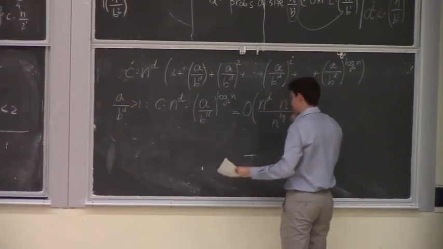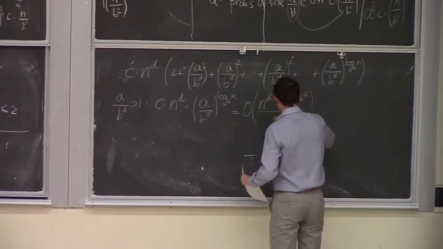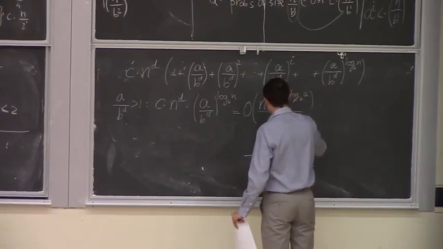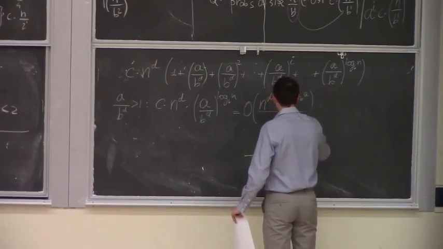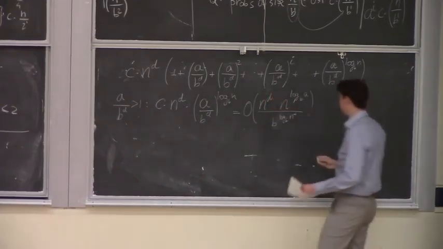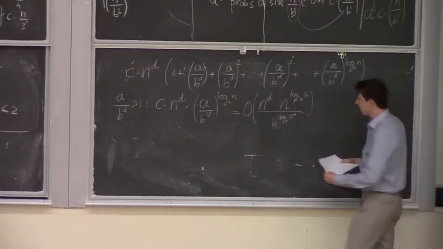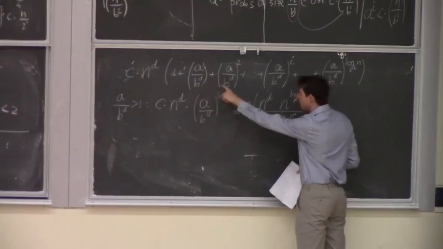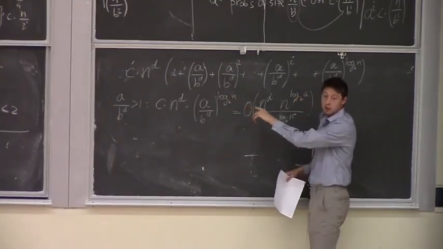Yeah, that one requires an extra step. Let me try to make it explicit. The bottom is b to the log base b of n, to the d. Do you agree? Because d goes in front of the log, and it hops inside as an exponent, because logs are weird.